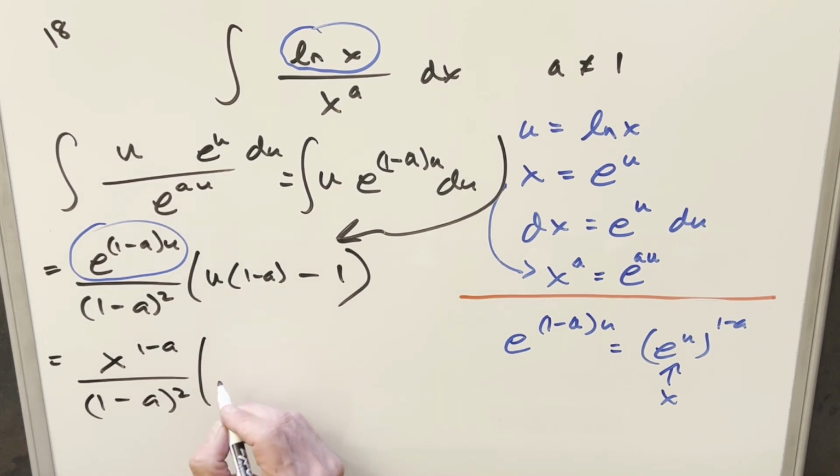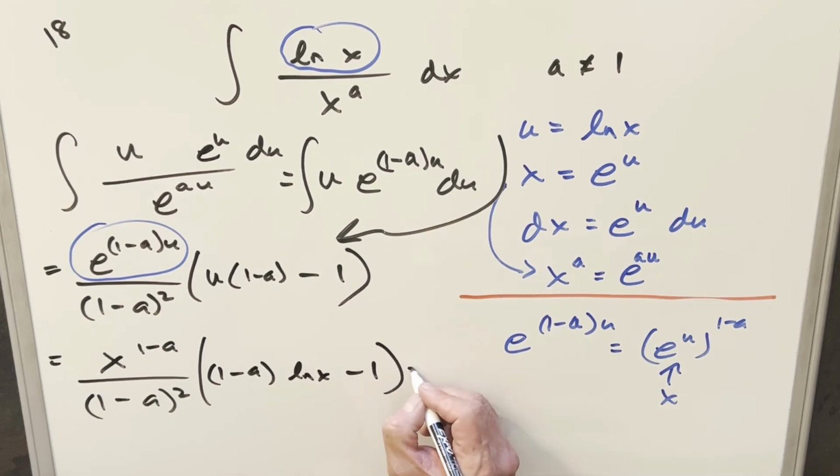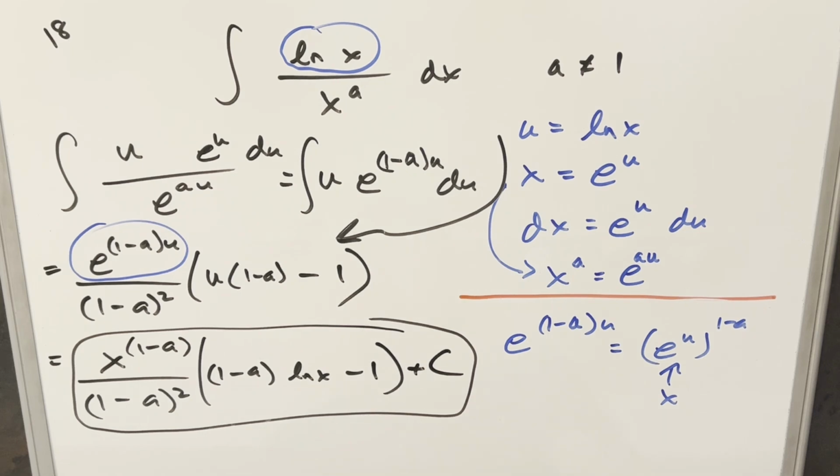Then here I'll reorder it. I'll bring this 1 minus a in front. Our u is going to be ln x minus 1, plus a, plus c, and that's it. Okay, there it is. Really good problem from SwinBee 2023.